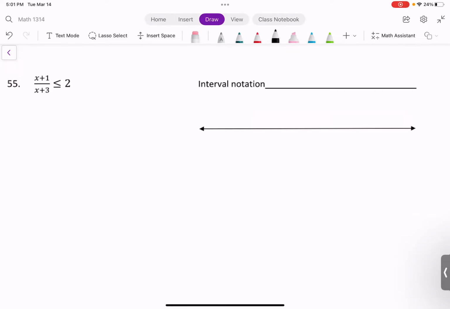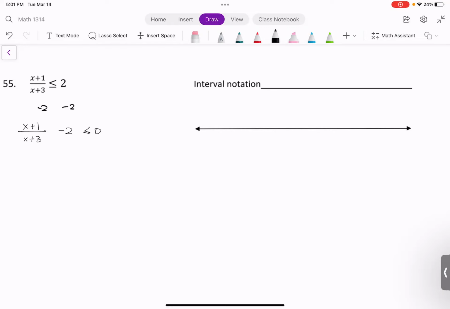Because on the right is not 0, it's +2. How to get rid of the +2? We can subtract the 2 from both sides. So -2 minus 2 both sides. We have (x plus 1) over (x plus 3) minus 2 less than or equal to 0.